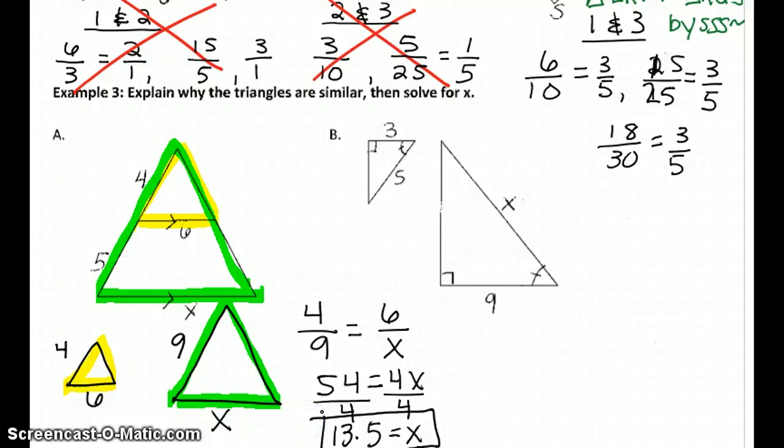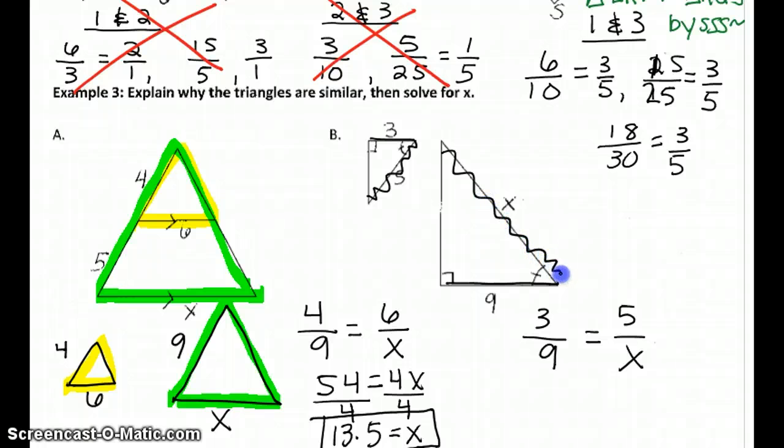I'm going to do the same thing with B. 3 and 9 correspond because they're both in between the right angle and the marked angle. That's one side of my proportion. 5 and x also match up. They're touching the one angle and the other angle. Again, cross multiply. 45 is 3x. Divide both sides by 3, and I get 15 equals x.